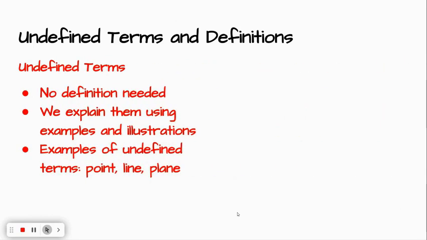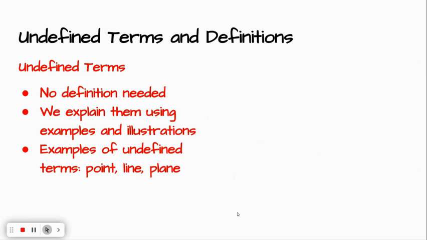I mentioned the undefined terms in geometry, and remember, undefined terms, no definition needed. We don't try to write a definition for a point, but instead we explain the undefined terms using examples or illustrations. We show you what a point might look like. We tell you how to name the point. And remember, the examples of undefined terms in geometry are point, line, and plane.